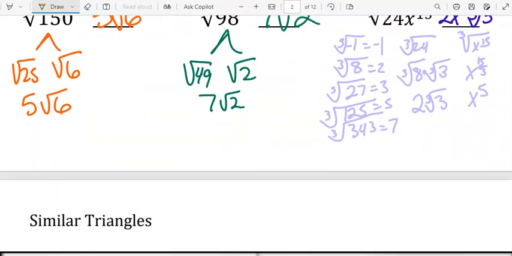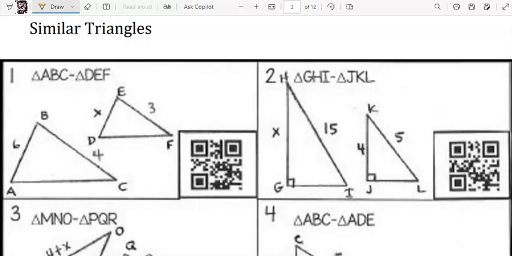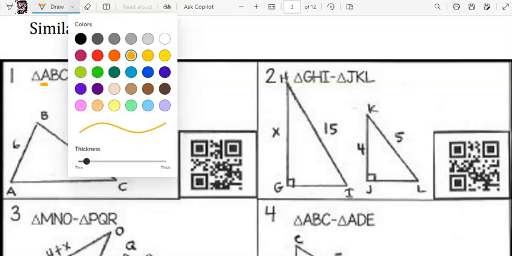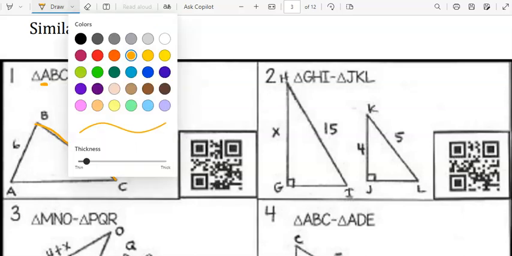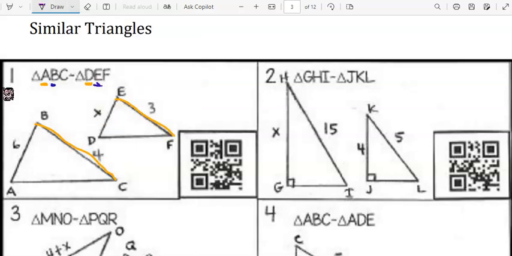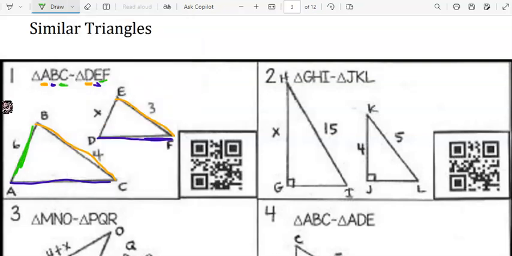Let's go on to the next page. We have similar triangles. It says ABC is similar to DEF. Let's go ahead and mark these. So we have A and D, and then B and E, and then C and F. So we want to find x.